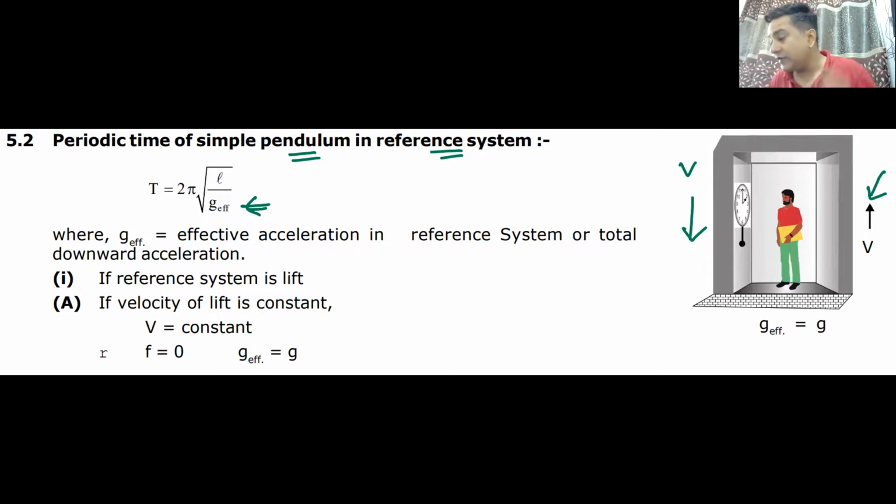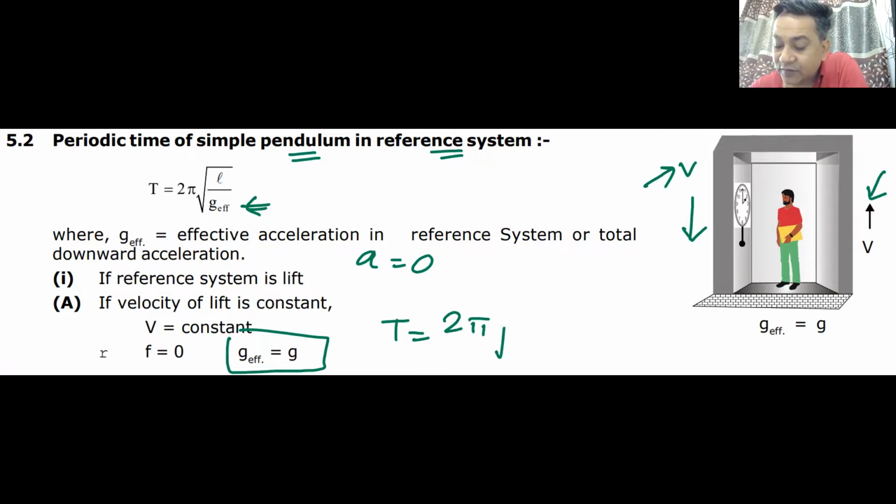Here also we will replace g by g effective, but here the acceleration is 0. The lift is moving with a constant velocity. Therefore, the value of g effective remains g. Therefore, the time period in this case, when the lift is moving up or down with constant velocity, remains the same, T is equal to 2 pi root over L by g. Do we understand this? Draw the diagram, write the formula. I'll give you a minute.